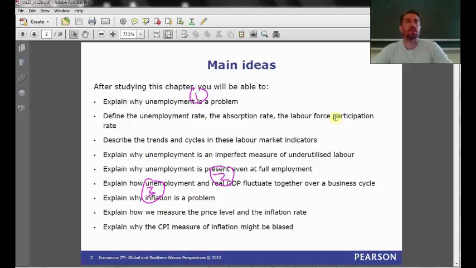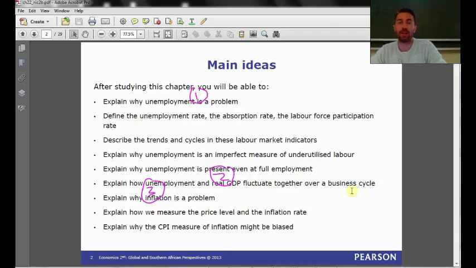Okay, so just recapping what this chapter was about and what we have looked at so far and what we are going to look at today. We're going to explain why unemployment is a problem, define the unemployment rate, the absorption rate, the labor force participation rate. Talk about trends and cycles in labor market indicators. Explain why unemployment is an imperfect measure of underutilized labor. Explain why unemployment is present even at full employment. Explain how unemployment and real GDP fluctuate together over a business cycle.